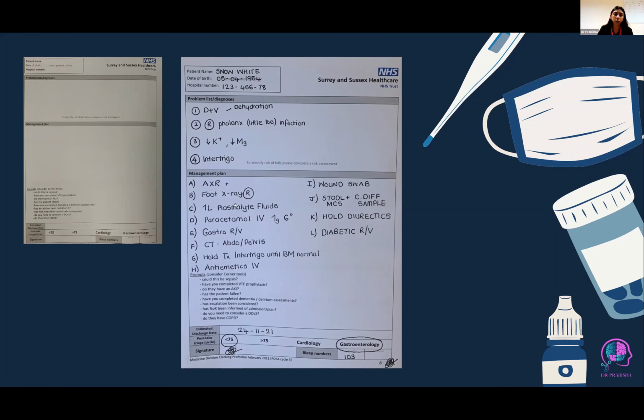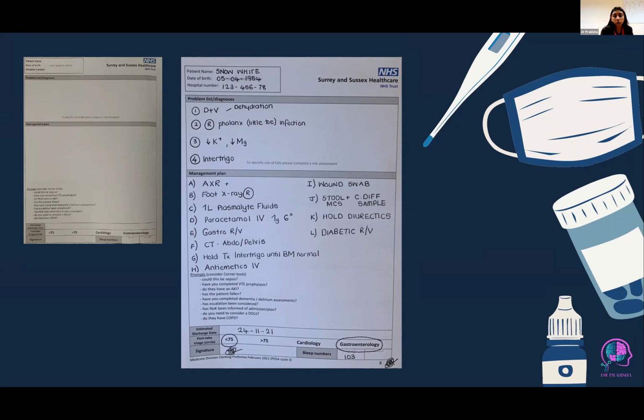I also want to do a foot X-ray to make sure that her little toe is okay and it's not damaging the bone. I want to give her a litre of fluids because I know she's really dehydrated. She's not been able to eat or drink for a few days. Need to give her some paracetamol, especially IV, because if she's vomiting then taking tablets is not going to work. And we should also have a gastro review, but they probably want to wait for the CT to come back.